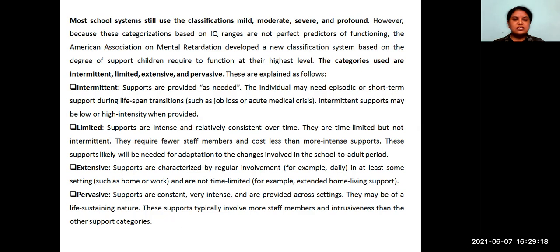So if it is intermittent, supports are provided as needed. The individual may need episodic or short-term support during the lifespan transitions. Intermittent supports may be low or high intensity when provided.